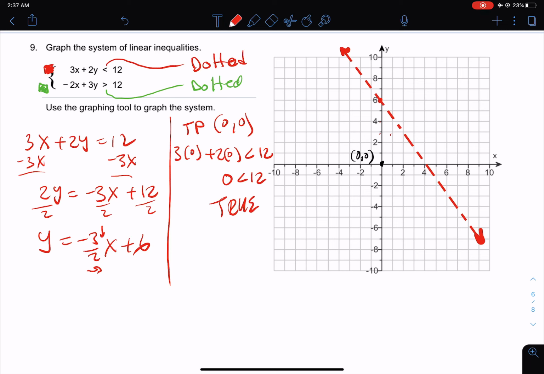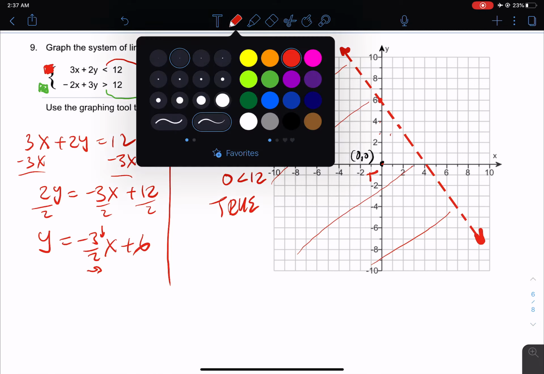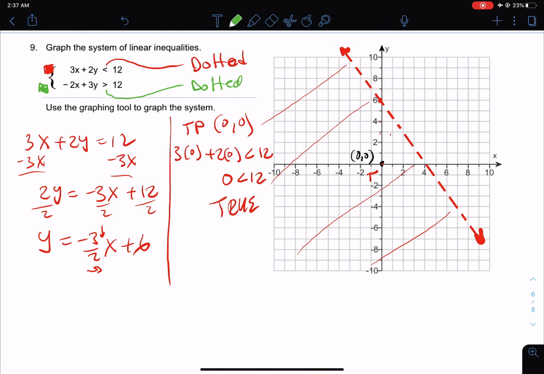So we used this point. It produced a true statement, which means this is definitely the side we want to shade. Don't go too crazy. I was starting to go crazy with my shading there. Don't go too crazy, because we're looking for the double shaded region. Let's continue down here.